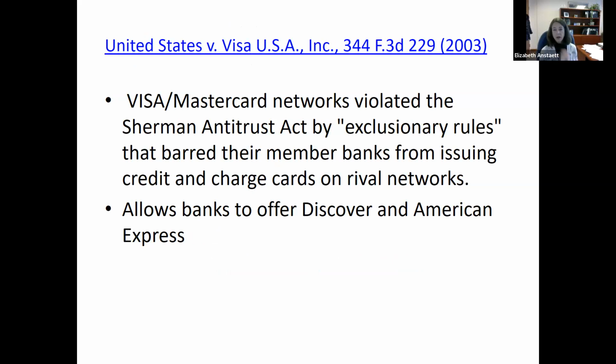And, you know, there was a time when many places did not accept Discover, but now we see most do, and American Express maybe less so, but that's largely because the fee structure of American Express is the highest.